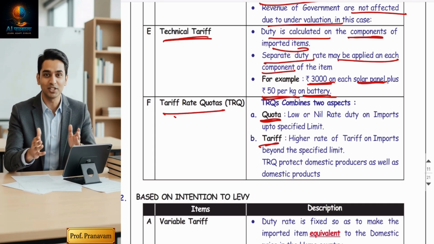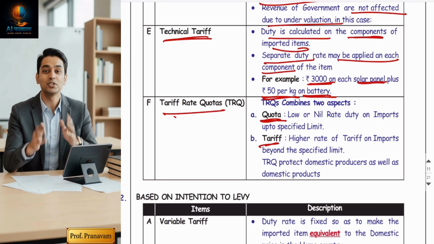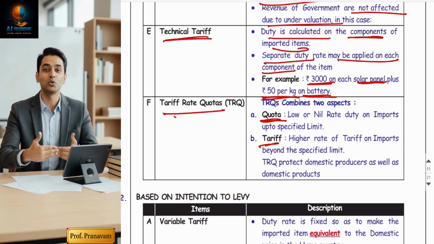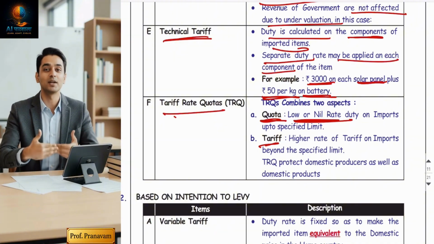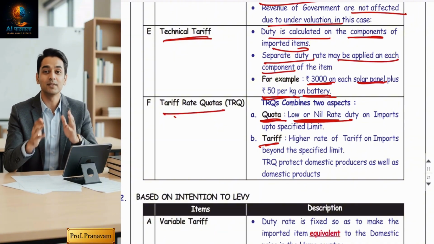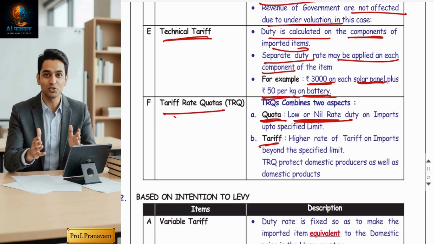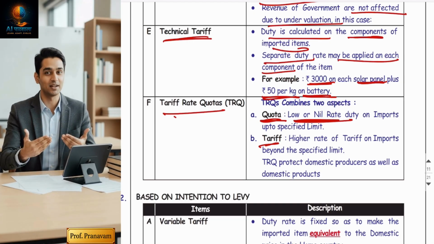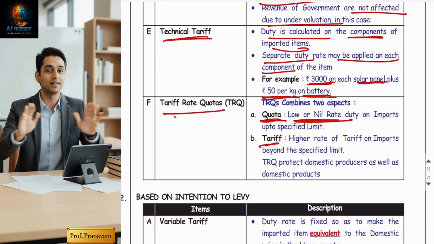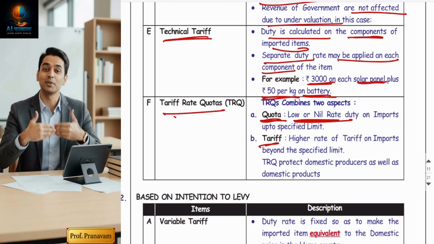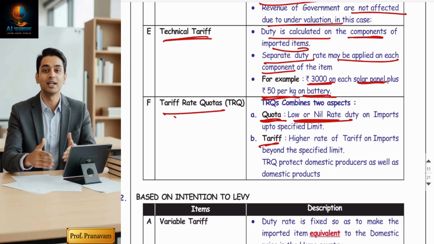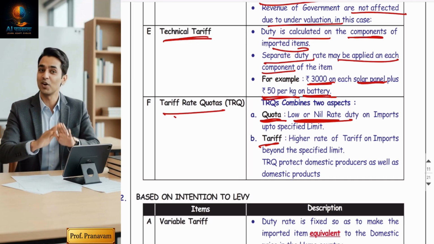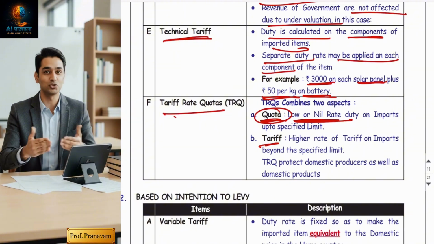Important, guys, a quota has been fixed in India. Import up to a specified limit of quantity, low or nil rate will be charged. For example, in India, batteries are getting imported, so the government has restricted the quantity. In the entire year, India will import only 5 lakh batteries from the US. So up to 5 lakh quantity of battery imports, no duty will be charged. It's a quota, a 5 lakh quota.